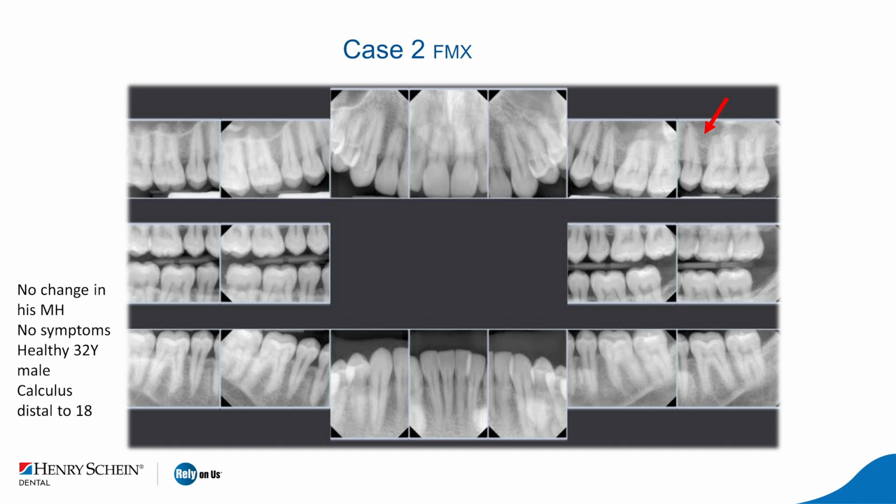So if you look on the right, in the apical area of teeth number 2 and 3, you can see that very nice corticated white line, which represents the floor of the sinus.